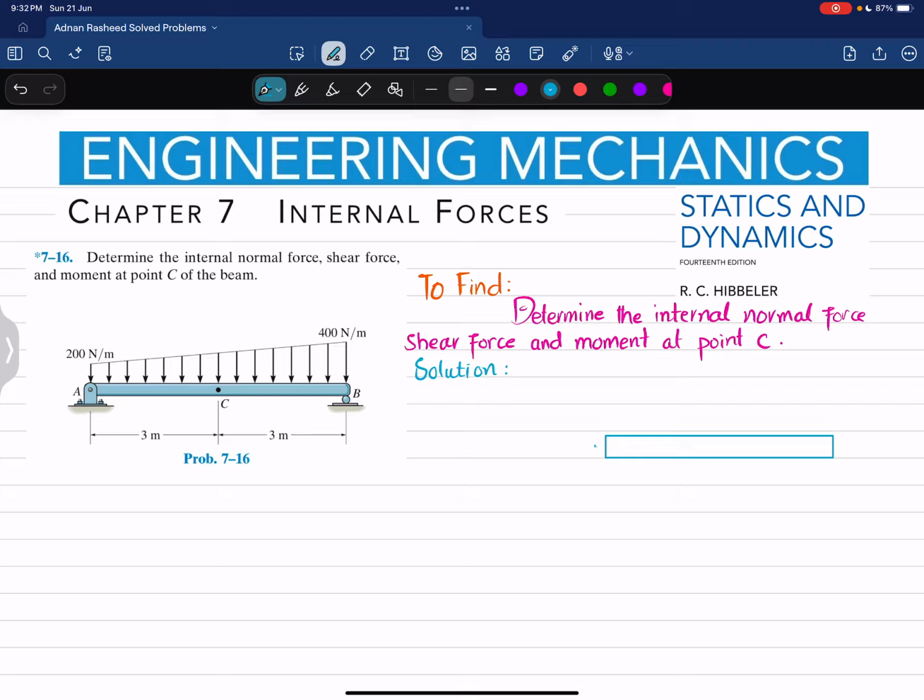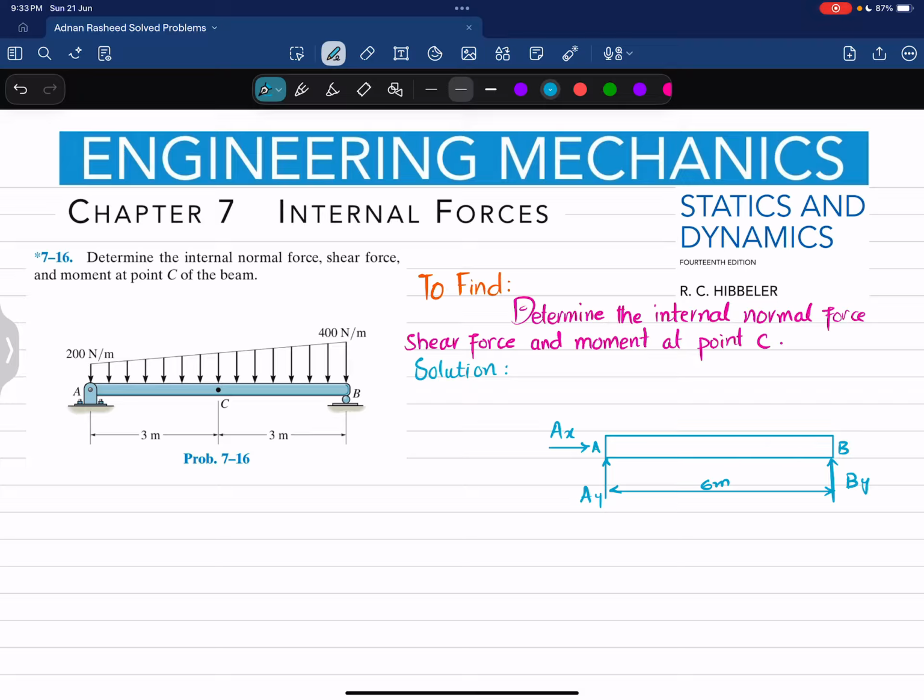So this is your point A and this is your point B. So at A, when you remove this pin support, you will have a normal reaction force, vertical, which is represented as AY, as well as a horizontal reaction force AX. Similarly, for the roller support, if you remove it, it offers only a normal vertical reaction force, which is represented as BY. The total length of the beam is 6 meter.